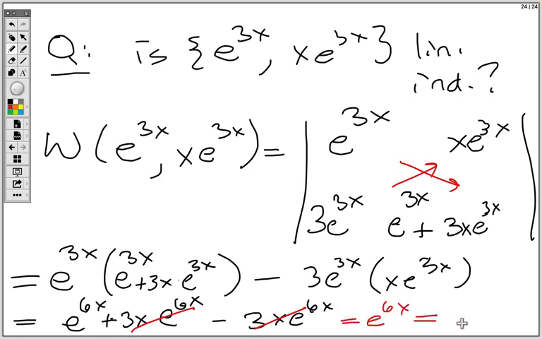And e to the 6x can be lots of different things, but it is never what? 0, which verifies linear independence. Okay.